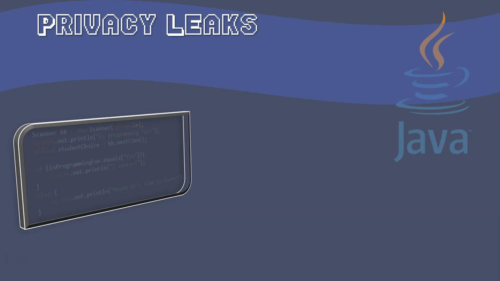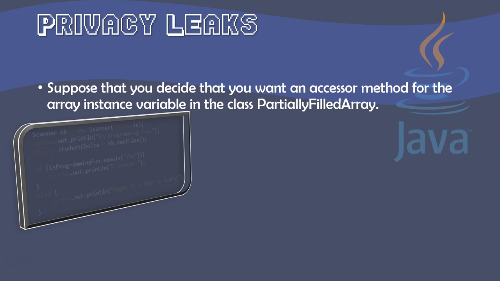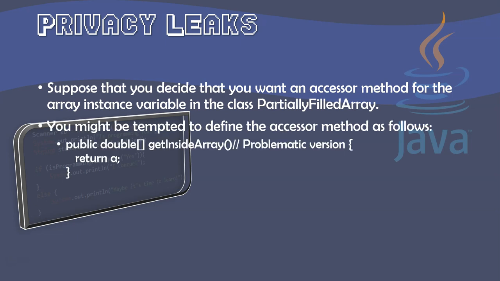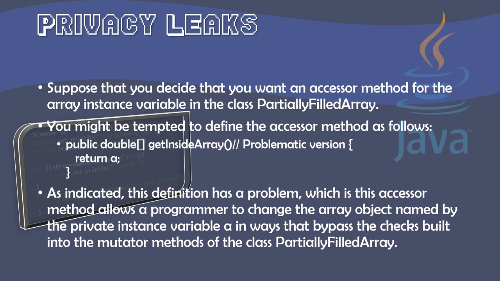And that's going to get us into some privacy leaks that we're going to have to address. Suppose that you want to have an accessor method for an array instance variable in the class PartiallyFilledArray, which we've already looked at. You might be tempted to define the accessor method as follows: public double[] getInsideArray, and then return a. This is a problem, because the accessor method allows a programmer to change the array object named by the private instance variable a in ways that bypass the checks that are built into the mutator methods of the class PartiallyFilledArray.